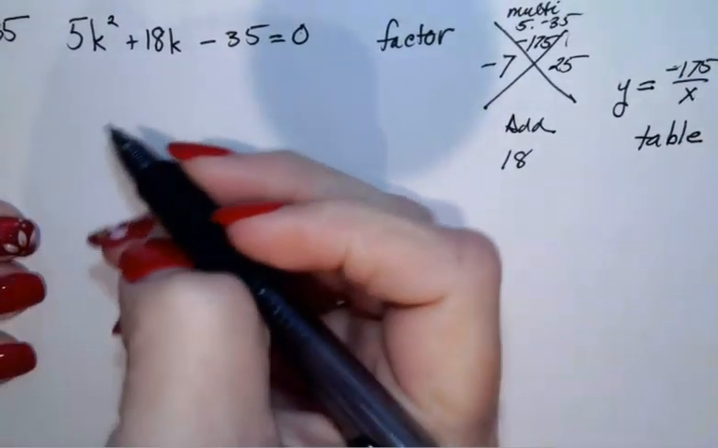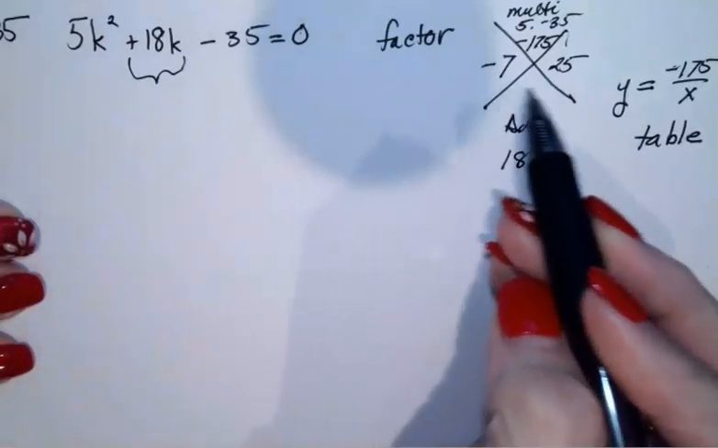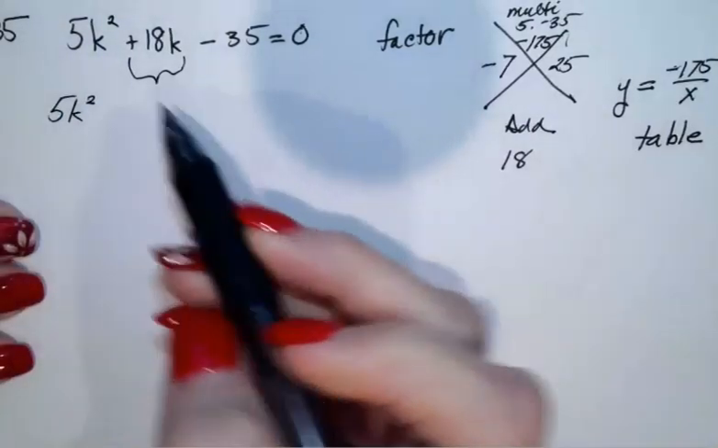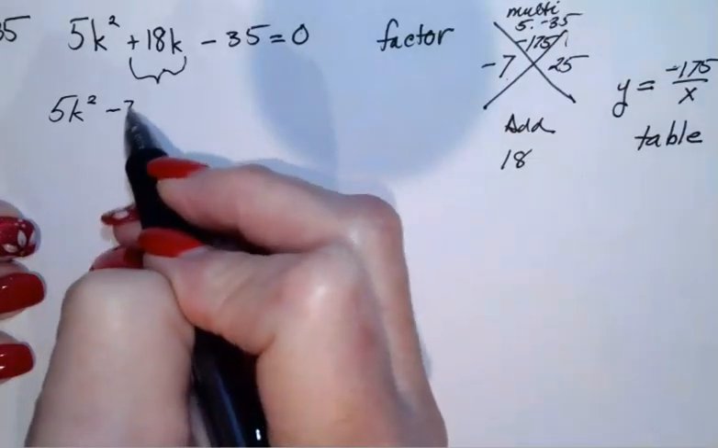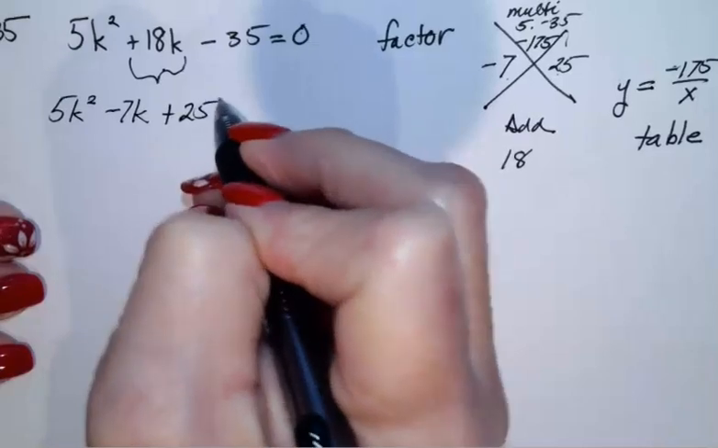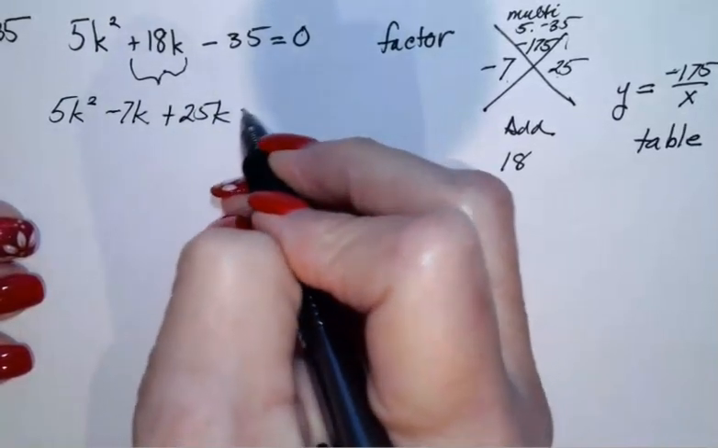So what this means is we take this 18 and we break it up into these two pieces. We have 5k squared. Instead of 18, what are we going to do? We're going to do negative 7k and positive 25k, because if you add those together, they would be 18.